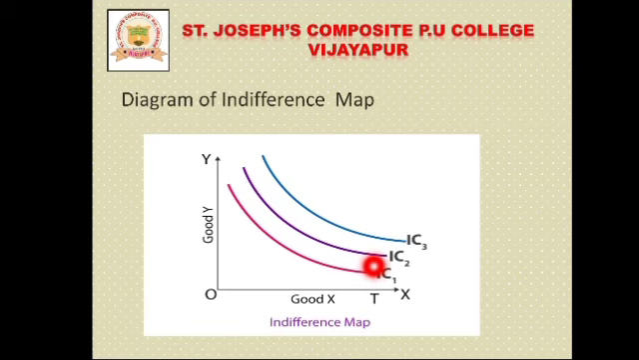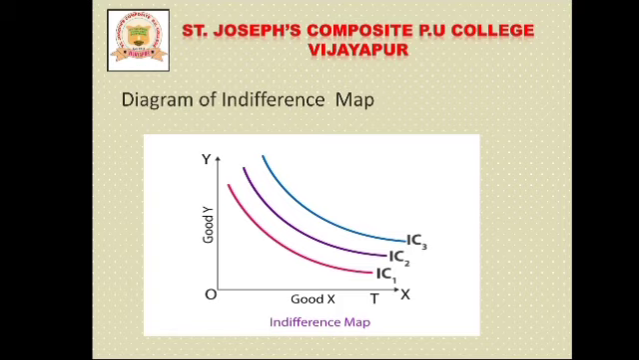An indifference map means there are more than two indifference curves here. So this is the group of indifference curves, or the set of indifference curves. So this is the indifference map. A group or a set of indifference curves, that is IC1, IC2, IC3, is called an indifference map.